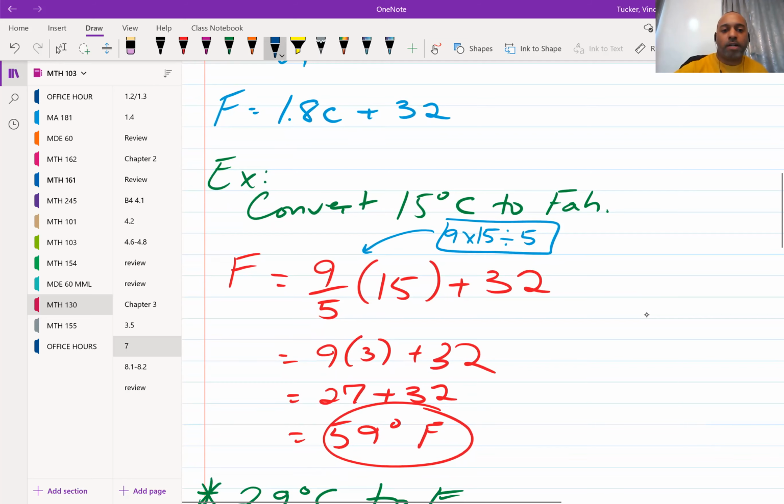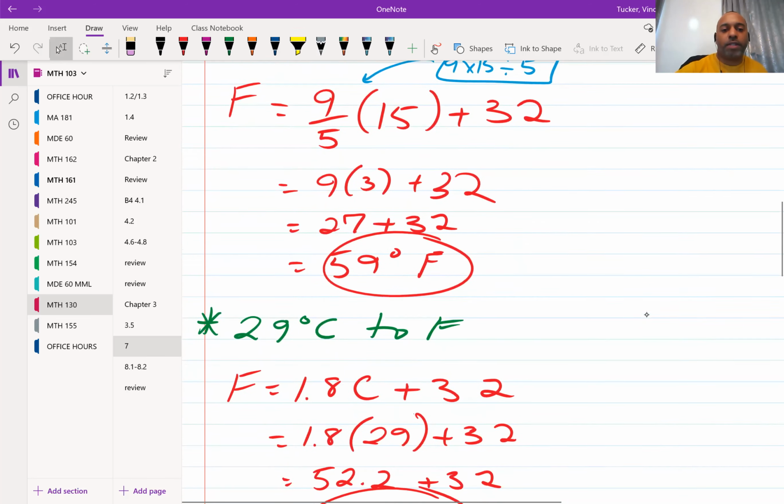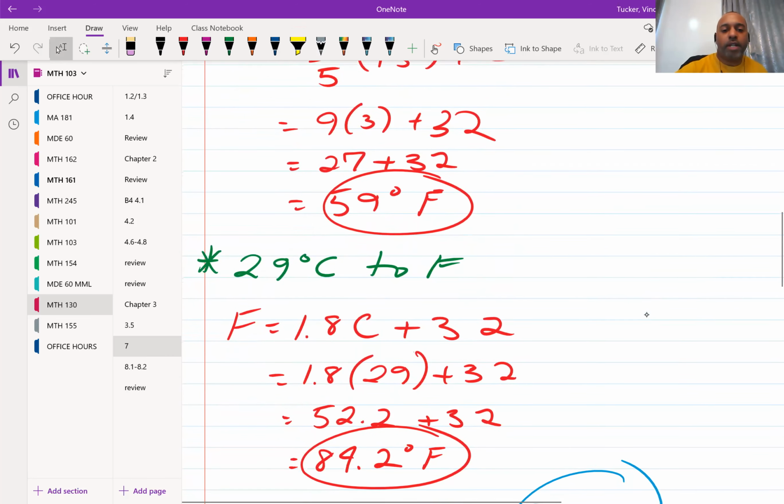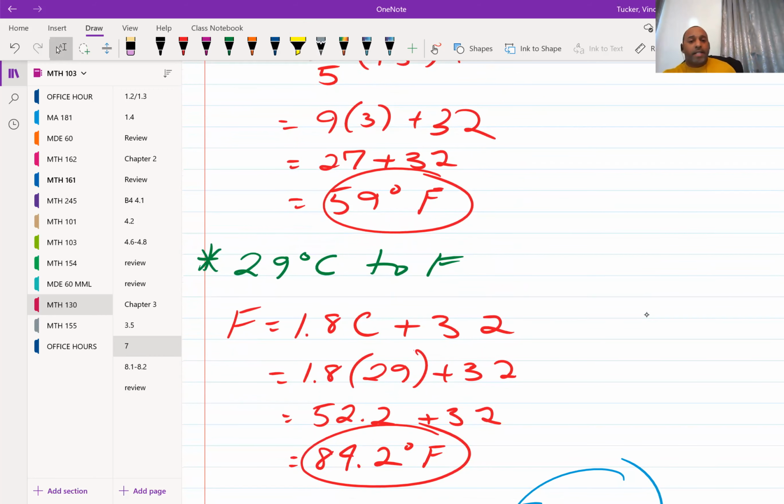Let's do it one more time. So we have 29 degrees Celsius and we want to convert it to Fahrenheit. Same process, but this time that 5 doesn't divide into 29 evenly. And I wanted to show you the other way by just using the 1.8 instead of the 9/5. Both ways are valid. So I did 1.8 times the 29. That's 52.2. Then add that to 32: 84.2 degrees Fahrenheit.